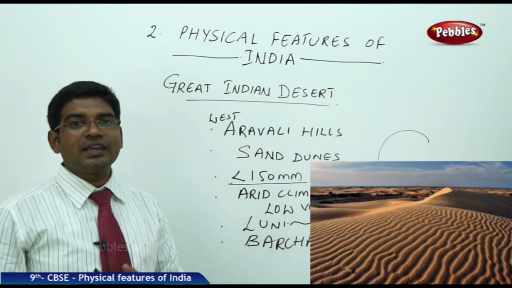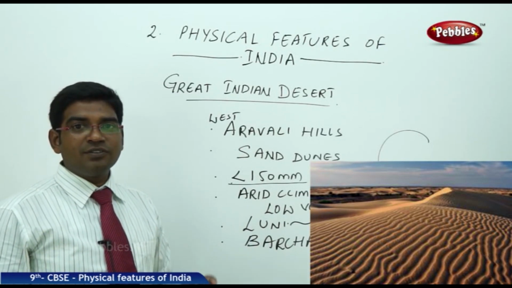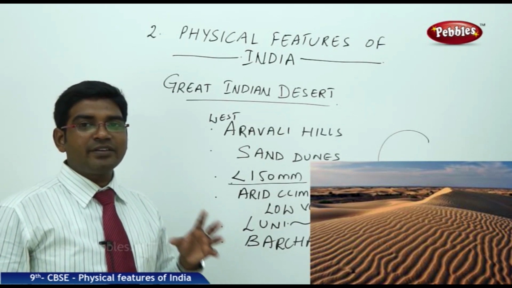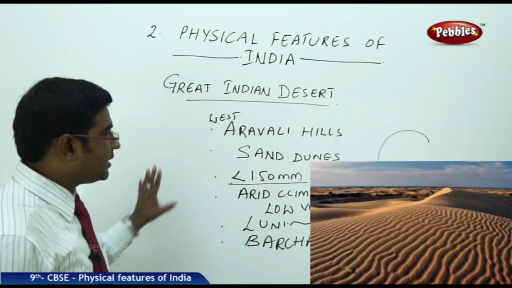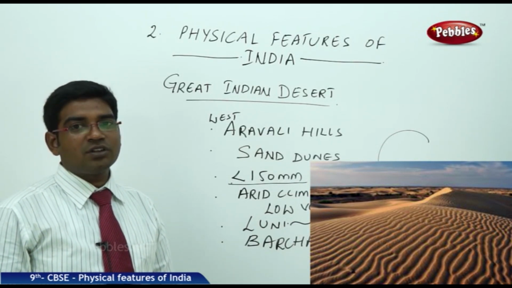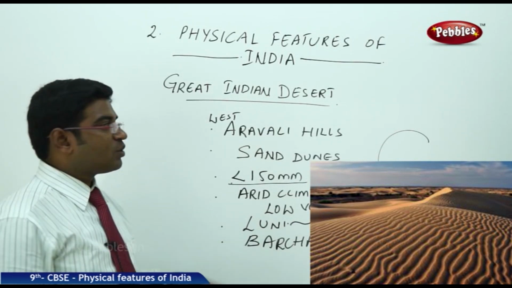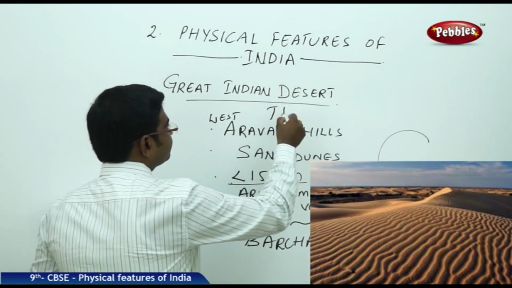As we move on towards Jaisalmer also, we find some population, but still we find the impact of the Great Indian Desert even in those regions. So that is the only region. It is covering nearly 2 lakh square kilometers of the Indian land area, where the Great Indian Desert is also known as the Thar Desert.